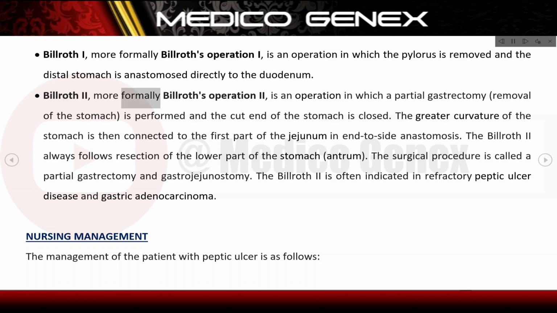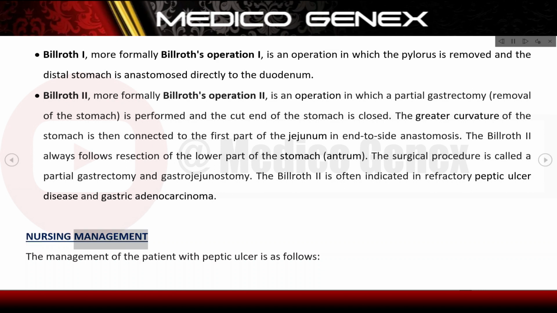Billroth II, more formally Billroth's operation II, is an operation in which a partial gastrectomy, removal of the stomach, is performed and the cut end of the stomach is closed. The greater curvature of the stomach is then connected to the first part of the jejunum in a side-to-side anastomosis. The Billroth II always follows resection of the lower part of the stomach, the antrum. The surgical procedure is called a partial gastrectomy and gastrojejunostomy. The Billroth II is often indicated in refractory peptic ulcer disease and gastric adenocarcinoma.